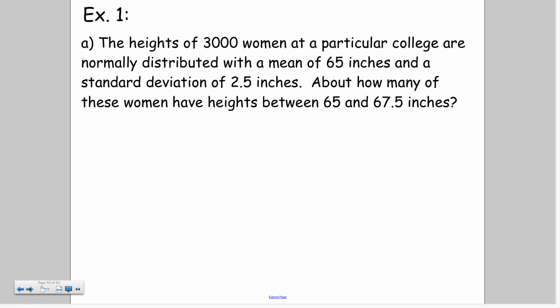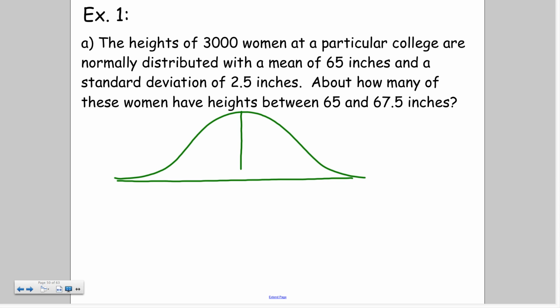Okay? All right, so the heights of 3,000 men at a particular college are normally distributed with a mean of 65 inches and a standard deviation of 2.5 inches. Okay? About how many of these men have heights between 65 and 67.5 inches? All right, to find this, we need a bell-shaped curve, so we're going to draw that out. Okay? We always have the center, and then we go 1 standard deviation lower, 2 standard deviations lower, 3 standard deviations lower. Then we're going to do the other side: 1 higher, 2 higher, 3 higher.